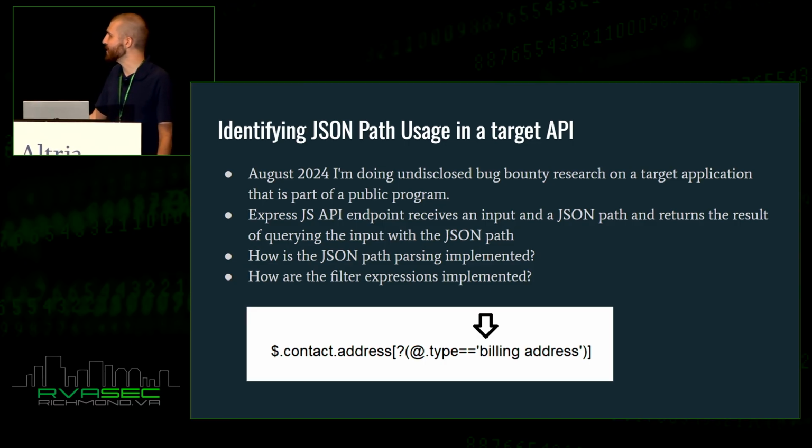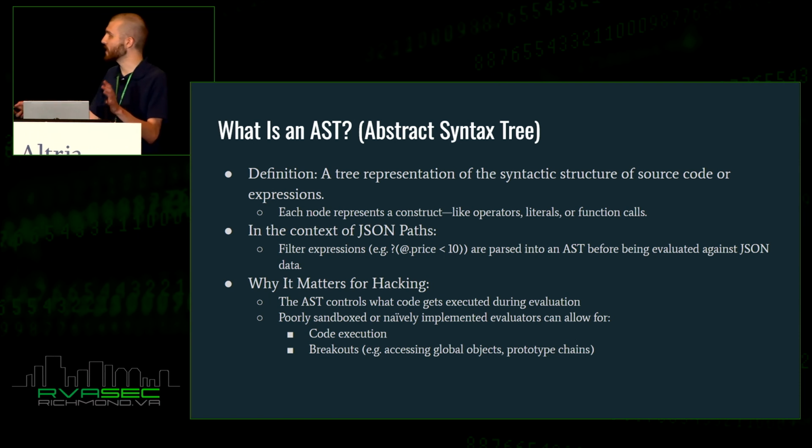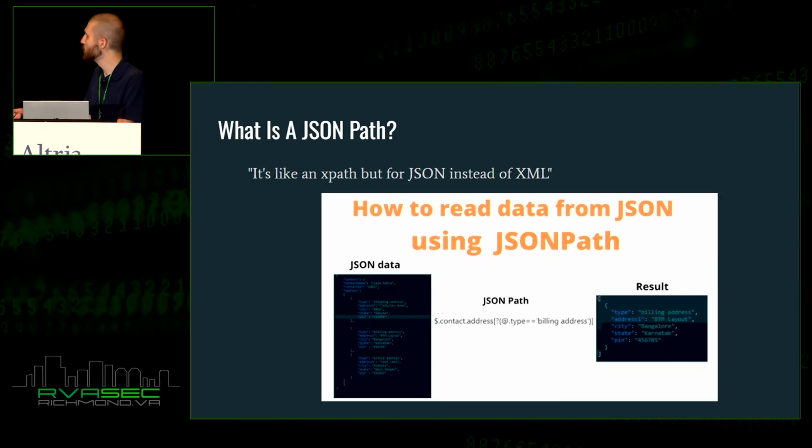Any time that you're running user-provided code in a secure context, it's no good. We also need to talk about what an abstract syntax tree is. If you have a traditional CS or developer background, you're probably familiar with this. But essentially, it is a tree representation of the syntactic structure of source code or expressions. In the context of JSON paths, these filter expressions, in sane implementations, get parsed out into an abstract syntax tree that's used to implement the evaluator for them so that it can select out the matching items.